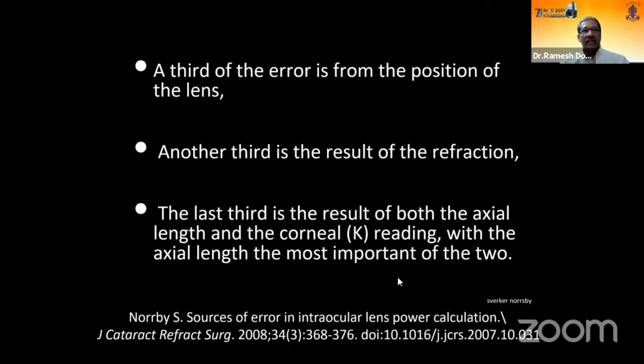in these eyes. Norrby in 2008 showed us that as far as biometry errors are concerned, a third of the error comes from the position of the lens. This is the ELP error. A third is in refraction, and the skill of the refractionist contributes to a third of the error. And the last third is a result of both axial length measurement and K reading measurement. This was his finding in 2008.